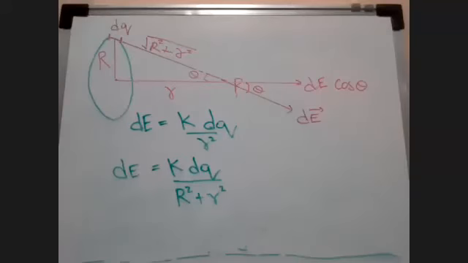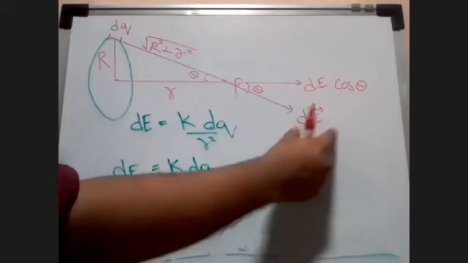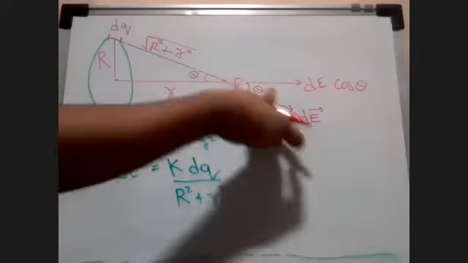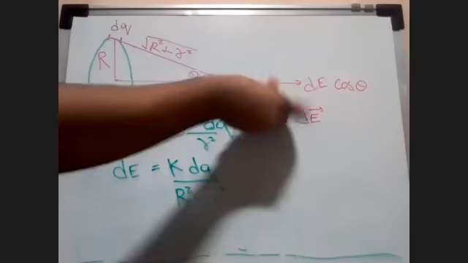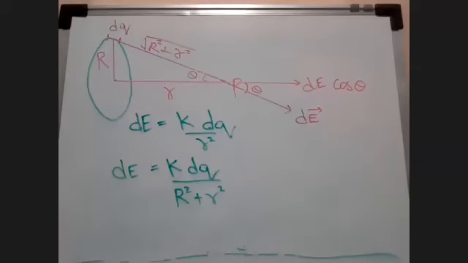Okay, so now since we found dE at this point, we need to find dE cos theta. This is dE. You take it at a certain angle. It's dE cos theta. So you just multiply cos theta on both sides. So what will you get?